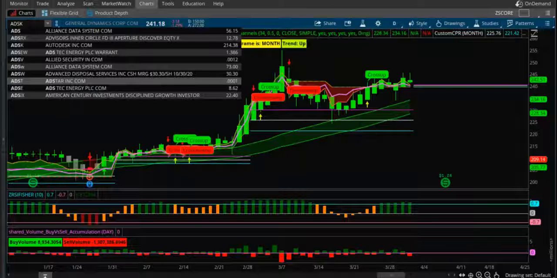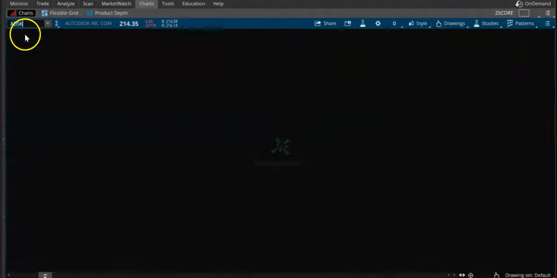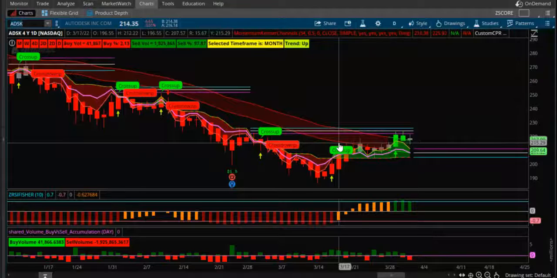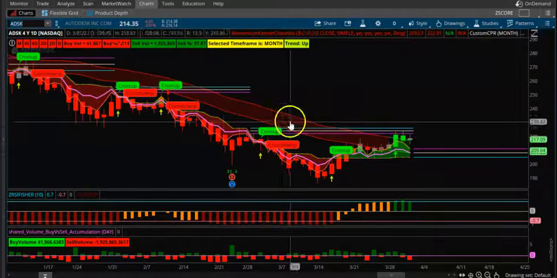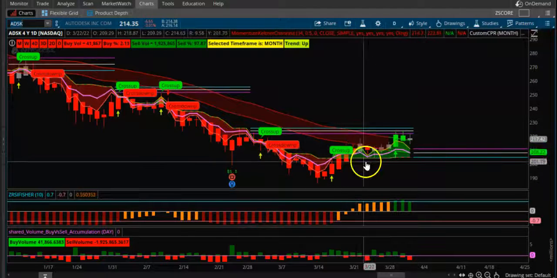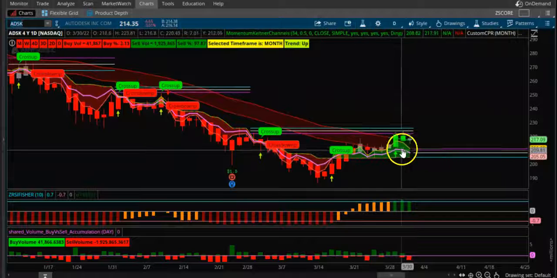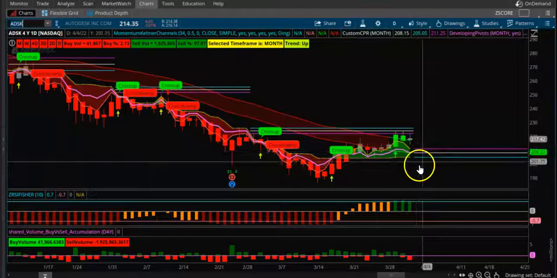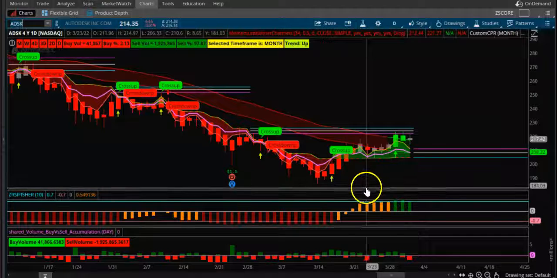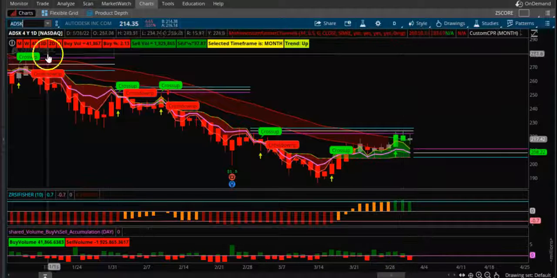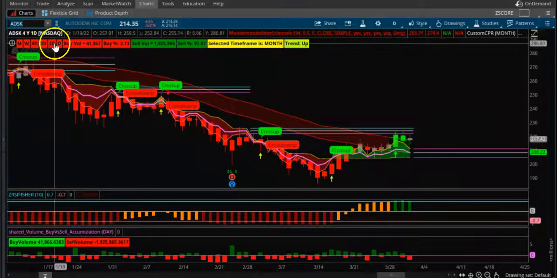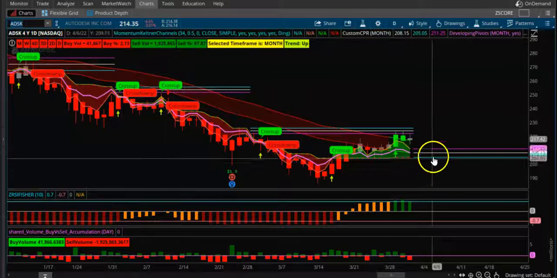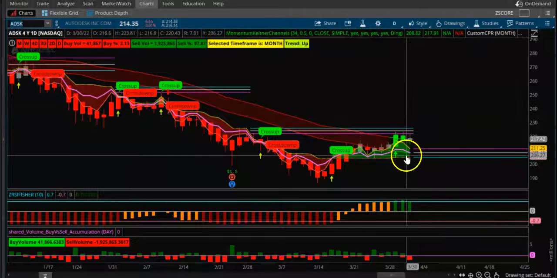ADSK, Autodesk. Okay, you can see that the CPR is trending down, but the developing CPR is indicating that it's going to go up. The next CPR is projecting that it's going to go down. Okay, this is the RSI. The volume is down, but all the time frames are negative. The sell volume is heavy. So definitely all the conditions are right here for selling.